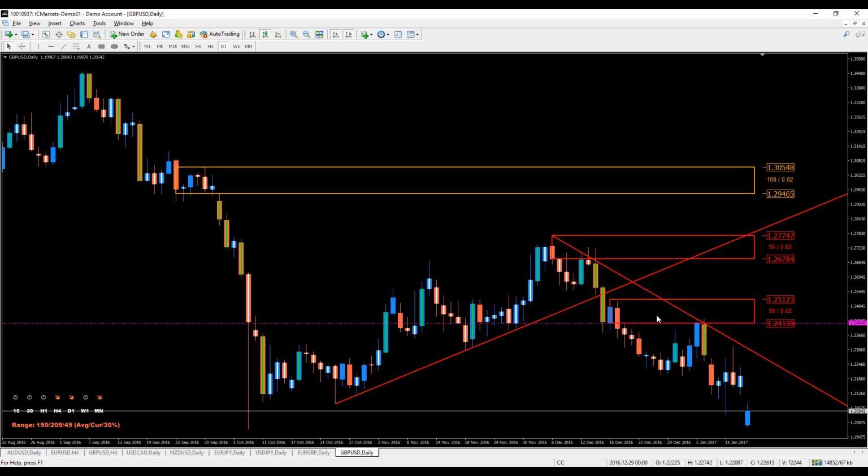Be aware of the fact that this has been tested once. We had a nice rejection, so we'll very likely get another rejection the next time. But so you want to be looking to sell at the 124.15 area. Again, you can ask yourself the question.